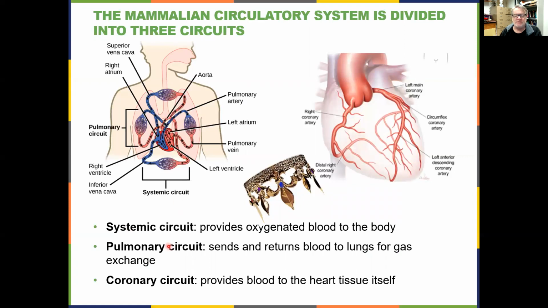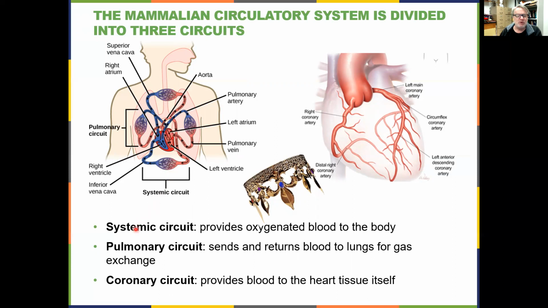The pulmonary circuit is how we oxygenate the blood. When the blood returns to the heart, the four-chambered heart of a mammal will deliver blood to the lungs so that carbon dioxide can be removed and oxygen can be picked up by the blood, and then return it to the left side of the heart so that it can be pumped into the systemic circulation.